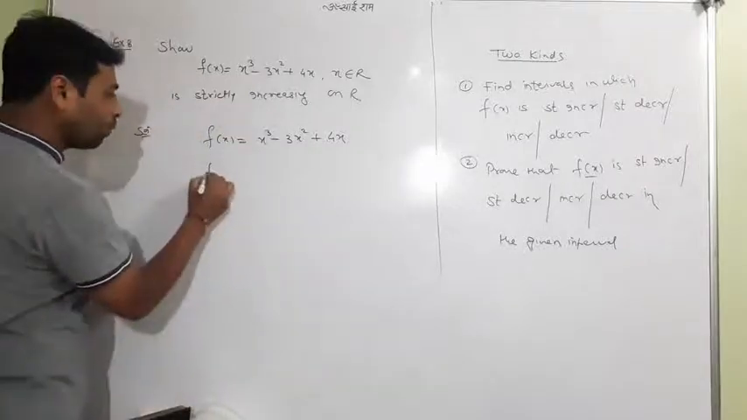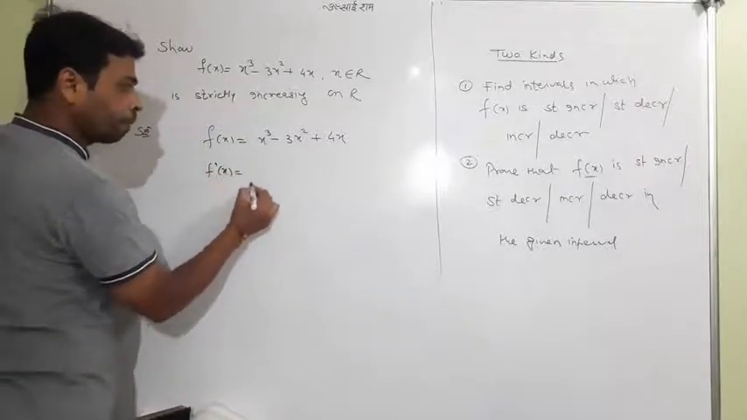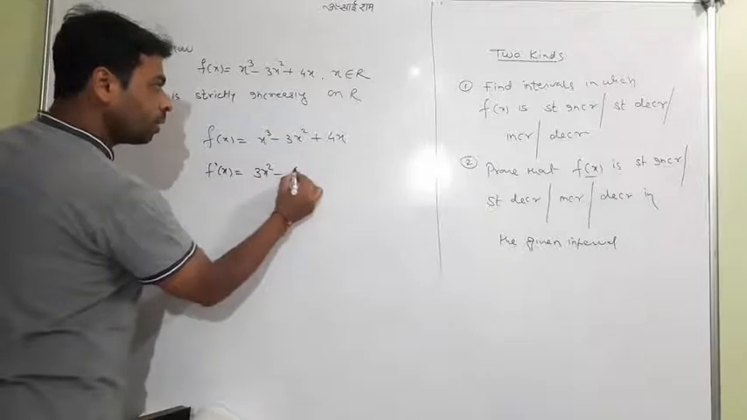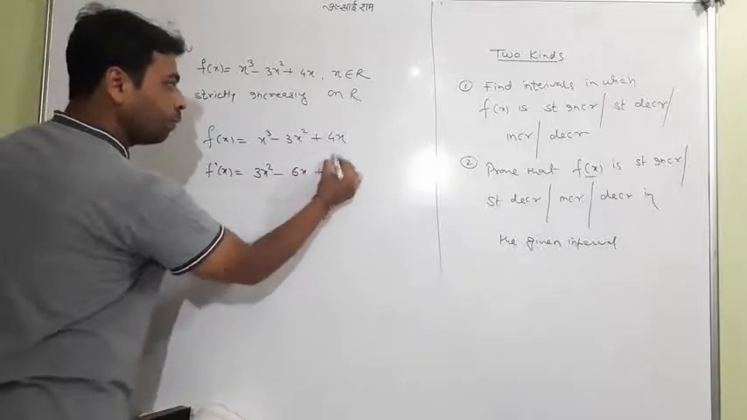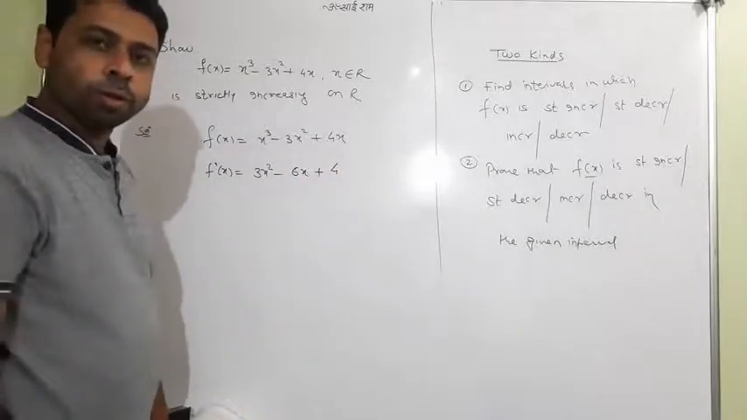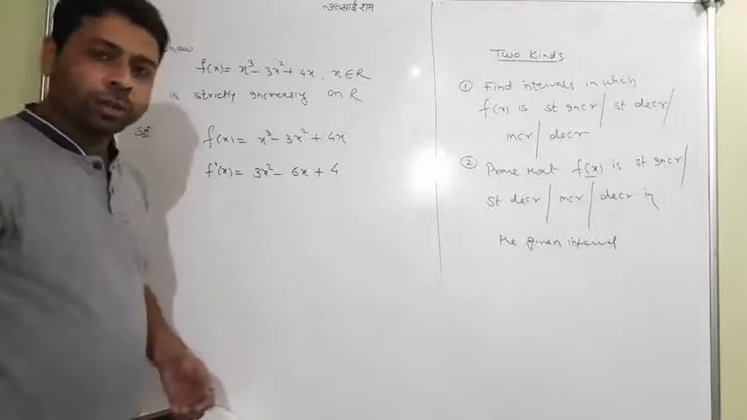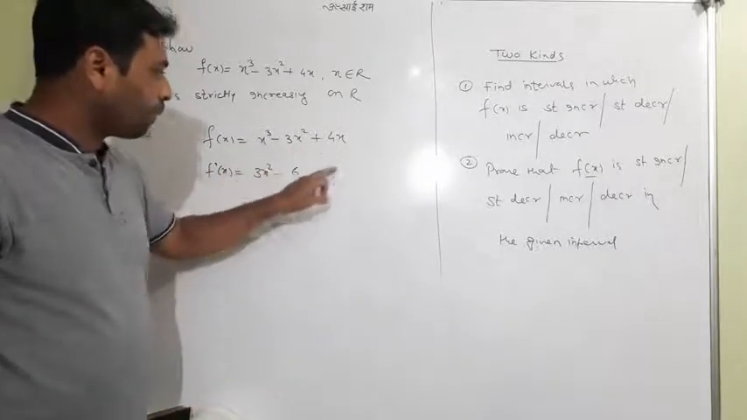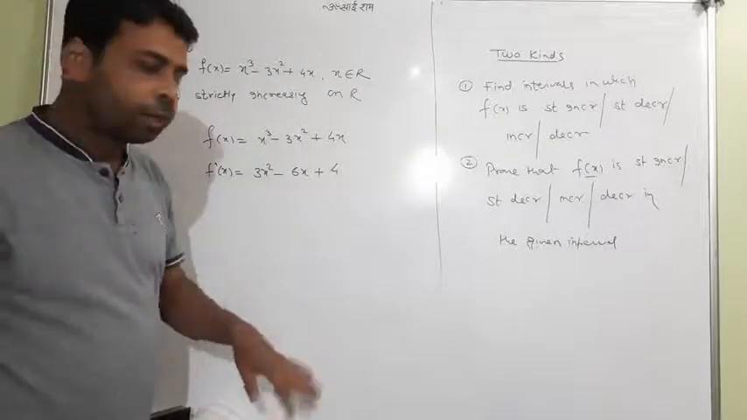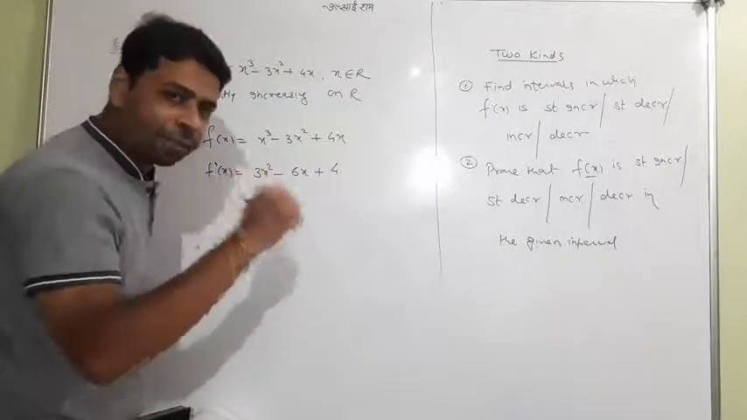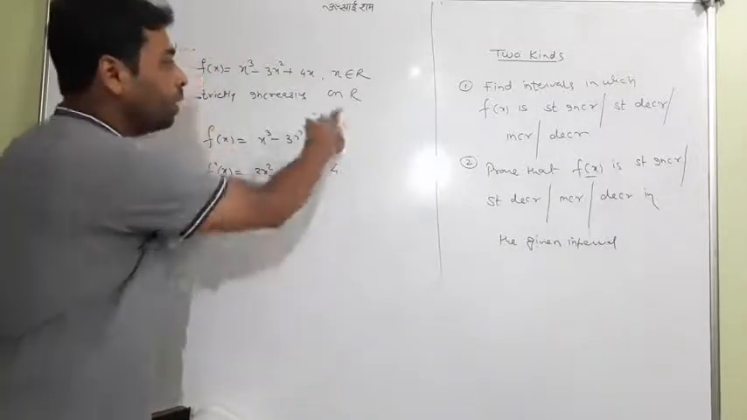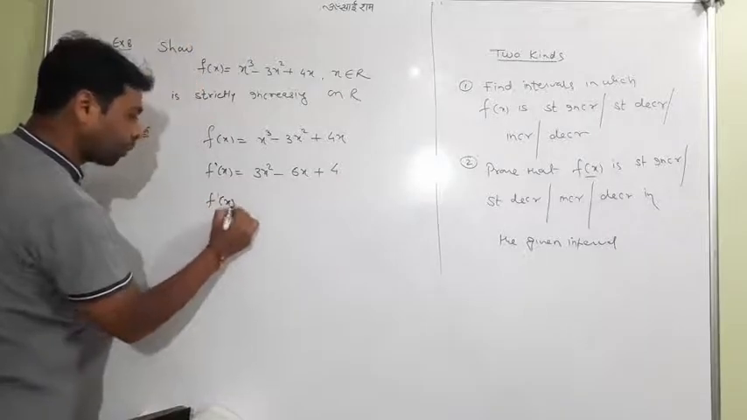So first I do differentiation. f dash x is 3x square minus 6x plus 4. Now, a very interesting thing will come. You know it's a simple differentiation I have done without any formality. Now, we have to show f dash x greater than 0 for all real numbers. So let me do something special.